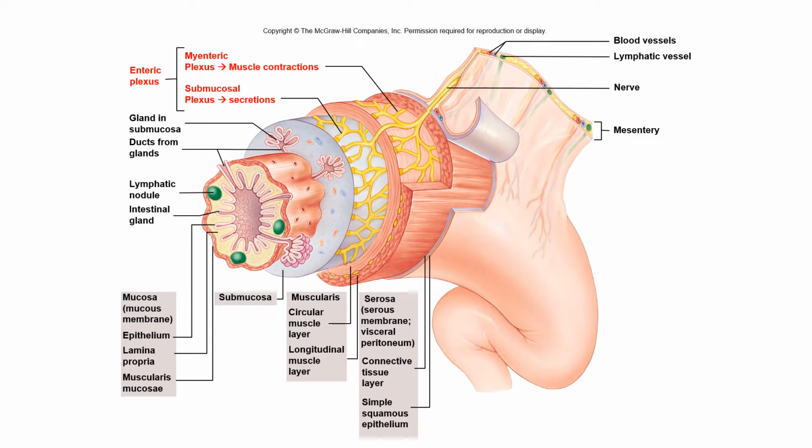Now we can take each of these 4 layers and look at their components. So if we start with the mucosa layer, which is the most superficial layer, we find that the lining of the lumen of the GI tract is made of epithelium. For most of the GI tract, the epithelium that we're going to find is simple columnar epithelium.